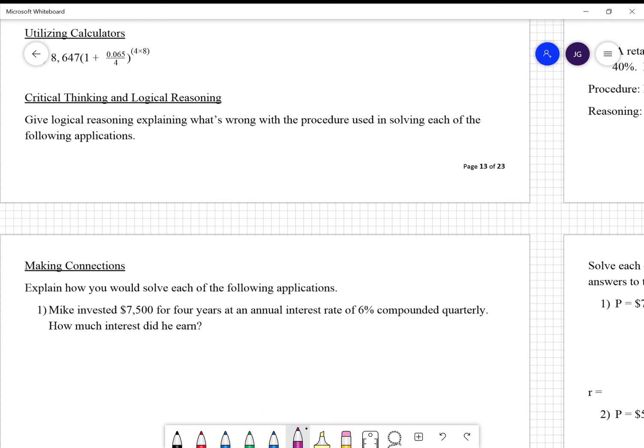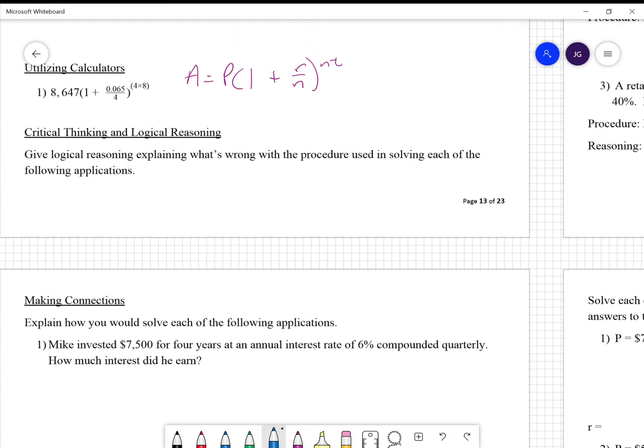We are continuing our work with financial calculations. We will look at utilizing calculators. This is using the formula for compound interest: A equals P times (1 plus R over N) to the NT. And I talked about when you put your power into your calculator, you need parentheses. Otherwise, your answer will be wrong.